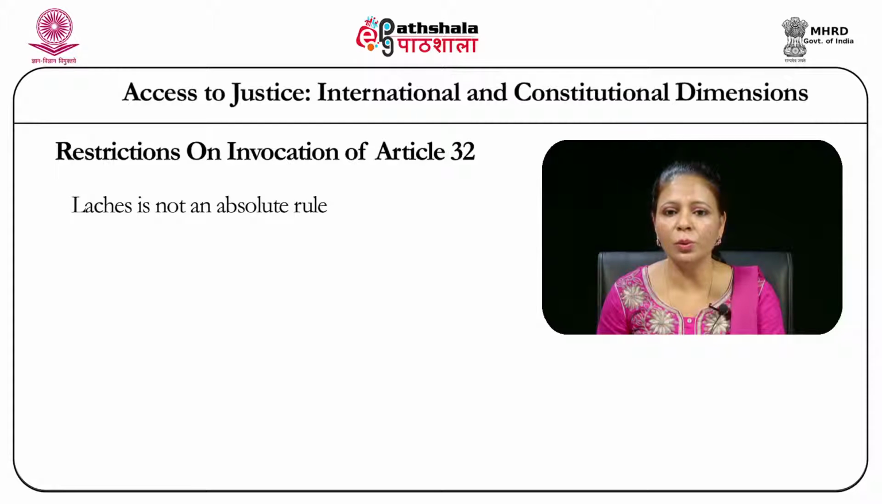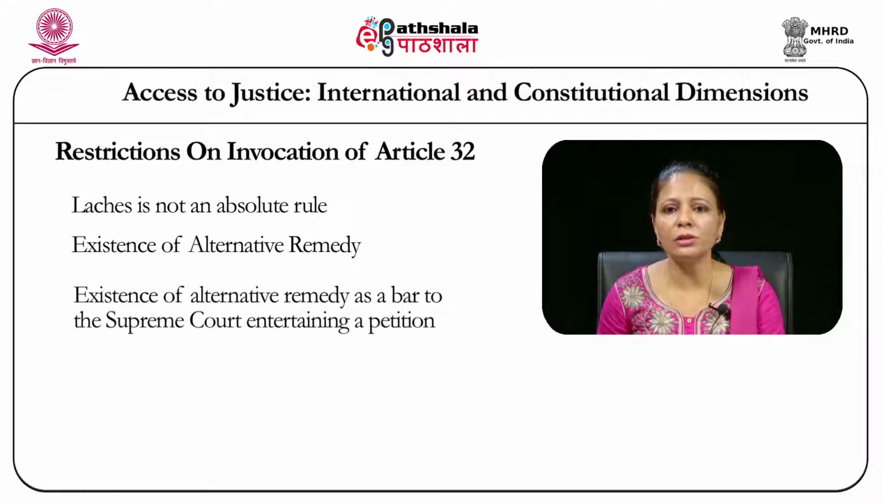There is no inviolable rule that whenever there is delay, the court must necessarily refuse to entertain the petition. Each case is to be decided on its own facts and circumstances. Third restriction is existence of alternative remedy. Article 32 is in itself a fundamental right, and therefore existence of an alternative remedy is no bar to the Supreme Court entertaining a petition under Article 32. However, because of the burden of increasing arrears, the court ordinarily insists that if an equally effective alternative remedy is available, it should be availed of unless it is of no avail to the petitioner.